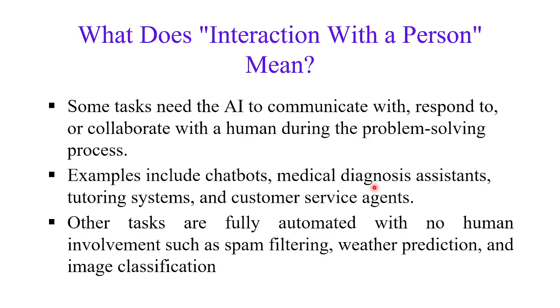On the other hand, many tasks are fully automatic. So there is no need for human involvement during the execution. For example, if you take spam filtering, the system silently classifies your emails. If you take weather prediction, the model runs and generates a forecast. If you take image classification in a factory, the object goes past a camera, then an AI detects and flags automatically. So in certain places your system is fully automatic.